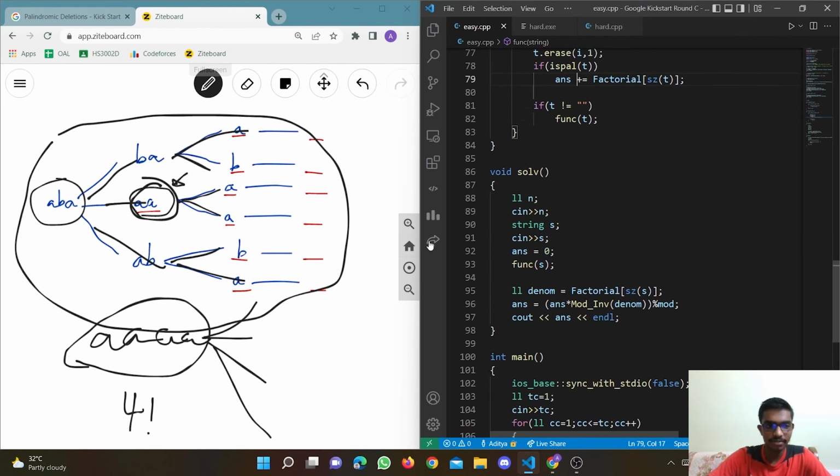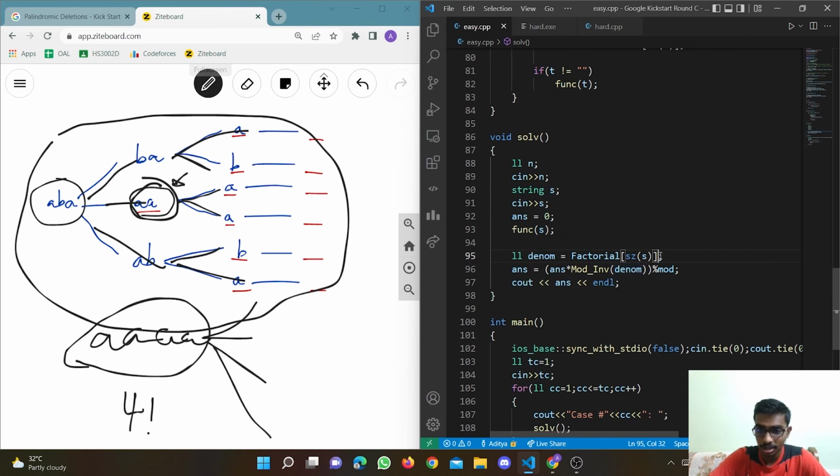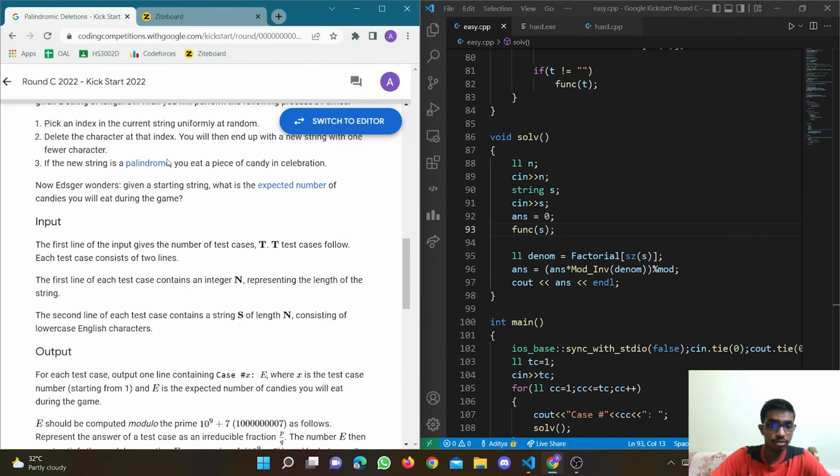And now as they've asked for the expected value, I'll have to multiply it with the mod inverse of the denominator. The denominator will be n factorial because that is the number of ways in which you can do the processing. So the denominator will be factorial of the size of s, and then I'll have to multiply my answer with the mod inverse of the denominator, take modulo again and output the answer. And that will be how you solve the easy test case. So that is a brute force way.